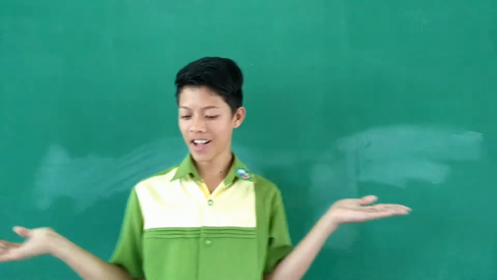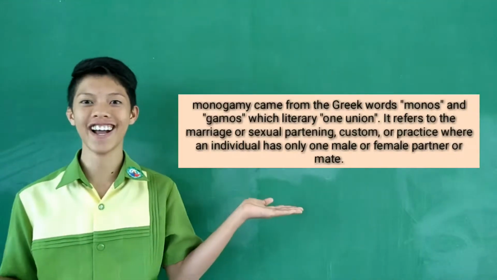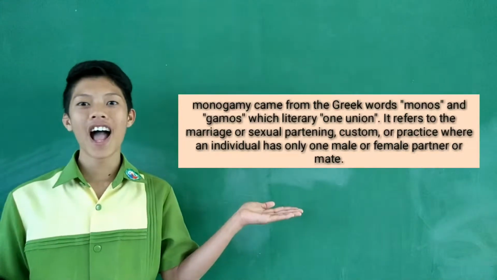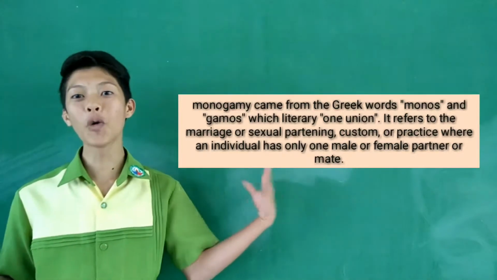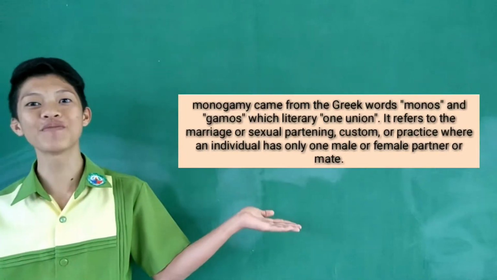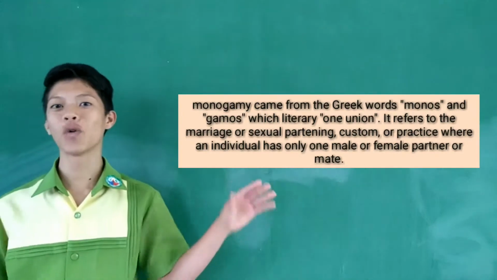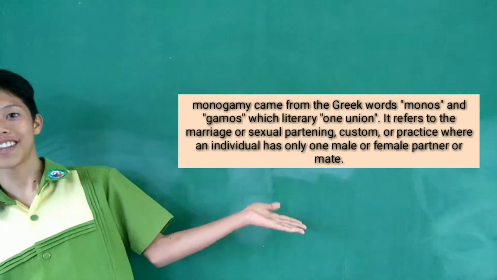Monogamy came from the Greek words monos and gamos, which literally mean one union. It refers to the marriage or sexual partnering custom or practice where an individual has only one male or female partner or mate.